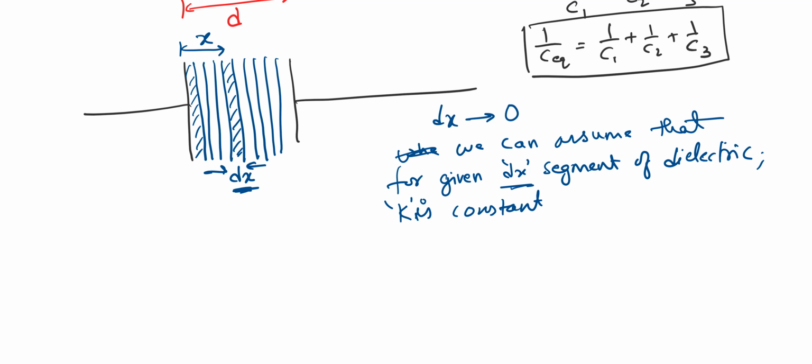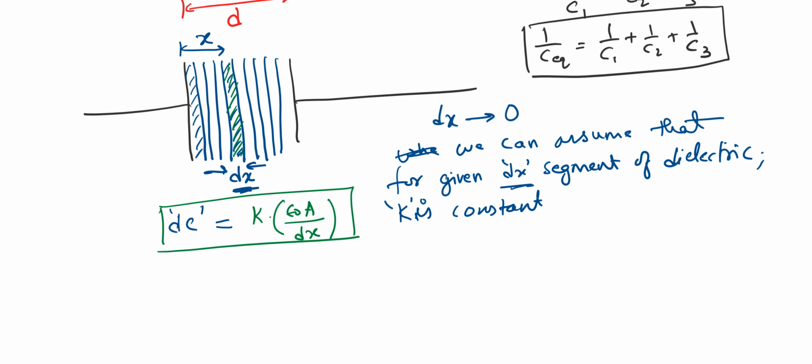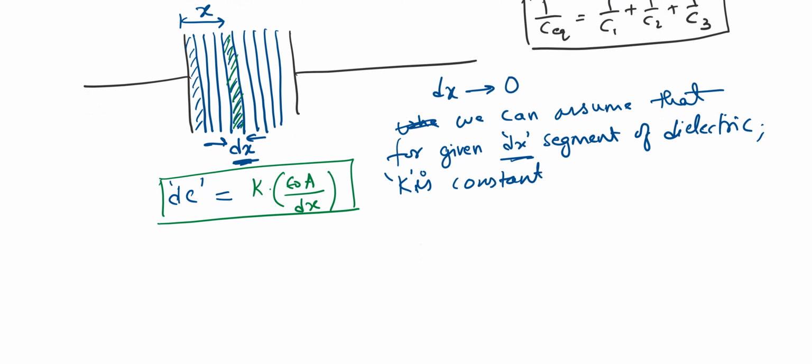Now, what would be the capacitance of this small part? Let's say the capacitance is very small, dC. dC would be equal to K, whatever is the dielectric constant over here, times epsilon naught A by d. See, the area of all of these strips would be the same, A. So it would be epsilon naught A by d. Now d is the thickness, so over here d is dx. So epsilon naught A by dx. This would give you the capacitance of this small segment.